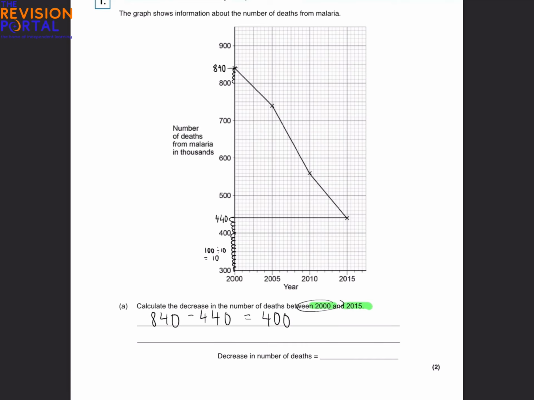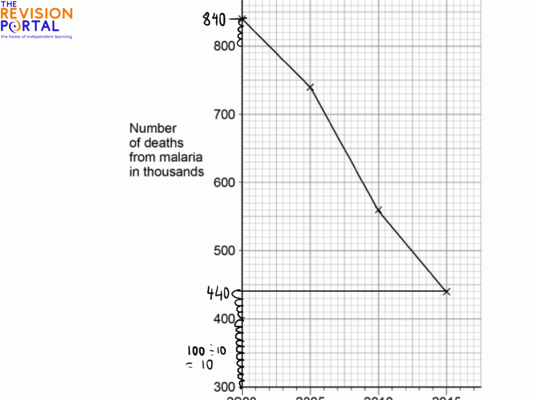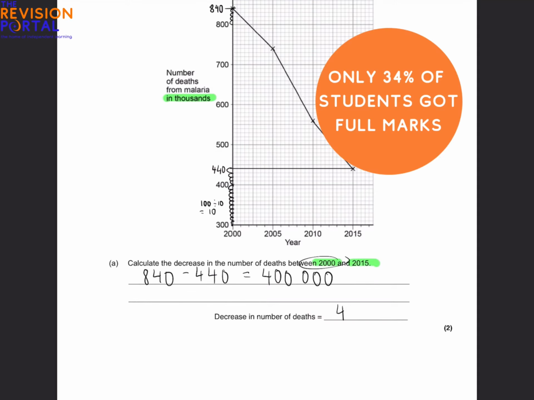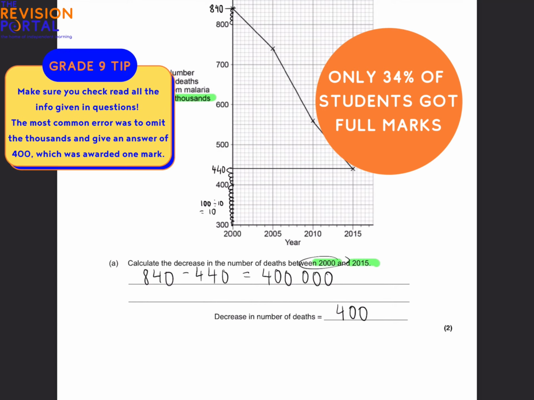But we're not done yet, because if we look closely at the graph, it tells us that this is the number of deaths from malaria in thousands. Okay, so it's not 400, it's 400,000. Okay, so many students made this mistake in their exam, so please do make sure that when you have a question that you're reading through all the information that you're given.